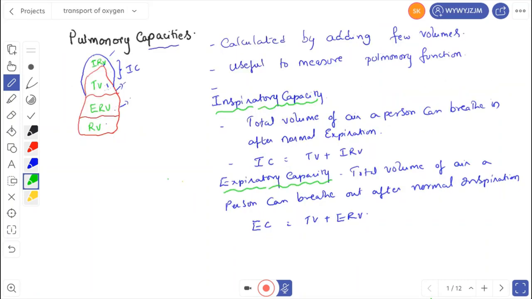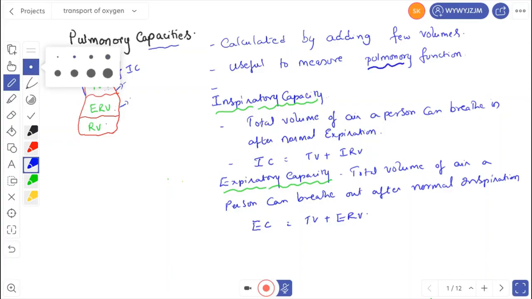We'll continue. The next one is pulmonary capacities. How do you calculate the pulmonary capacities? Pulmonary capacities can be calculated by adding the pulmonary volumes. What is the use of these pulmonary capacities? Pulmonary capacities are useful to measure the pulmonary functions. Now let us see the pulmonary capacities.